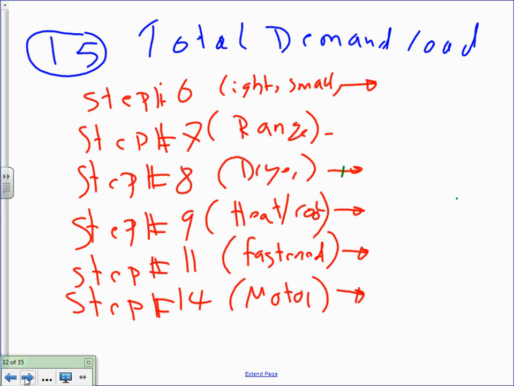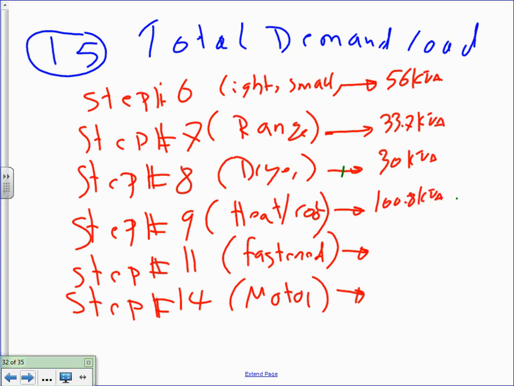Okay. Can somebody give me these, please? Starting from the first one, step, the light: 55.95 kVA. Step number 6, the first, 56. Okay, this was 56 kVA. And this one, step number 7, range: 33.75 kVA. Step number 8, dryer: 30 kVA. How about step number 9? Heat: 100.8 kVA.